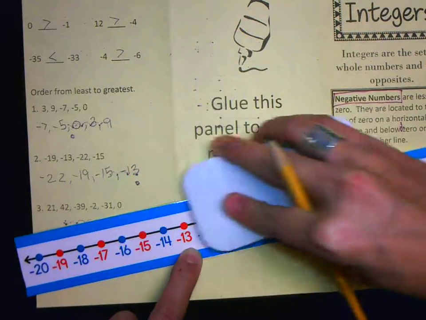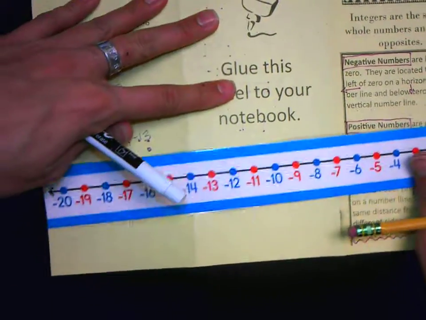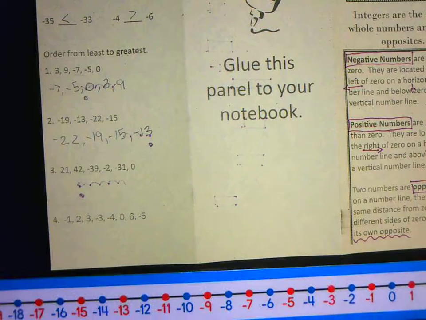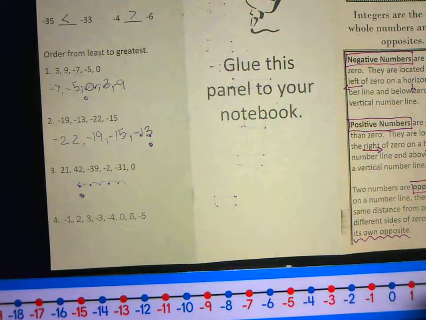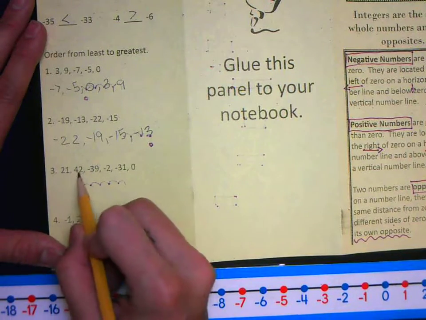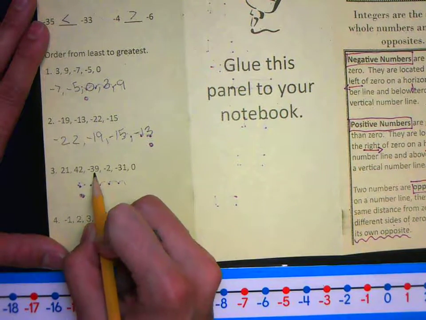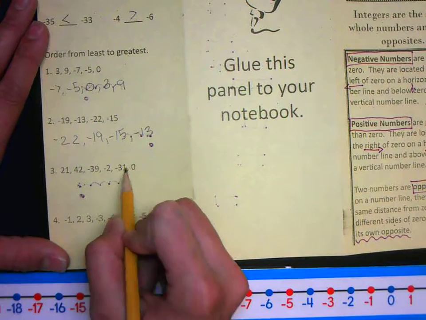Do you always need to use a number line for this? No, I highly recommend it though. It helps you visualize where these numbers are. Okay. Number 3 and number 4, we are actually not going to use a number line for those so that we can practice not using it. So I have positive 21, positive 42, negative 39, negative 2, negative 31, and 0.